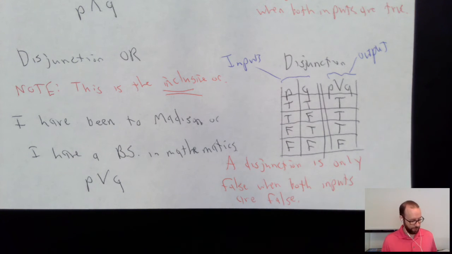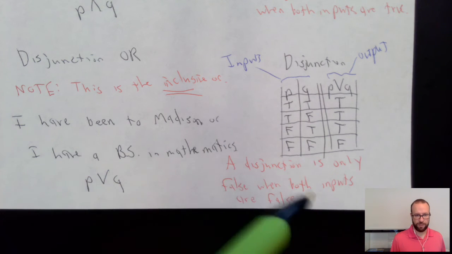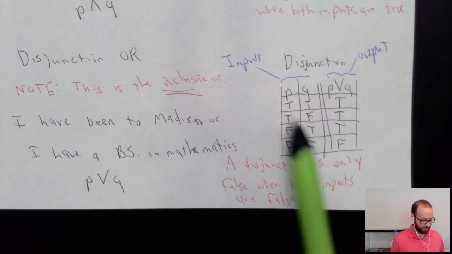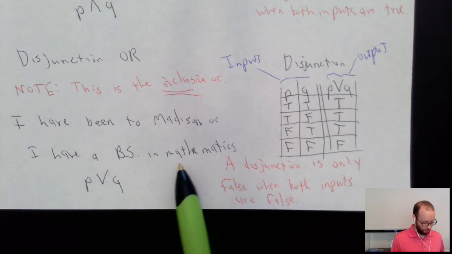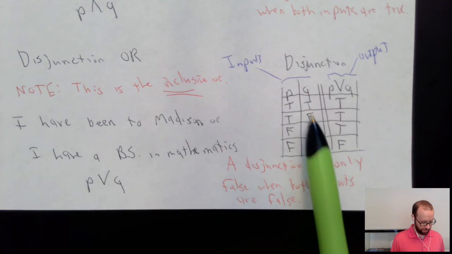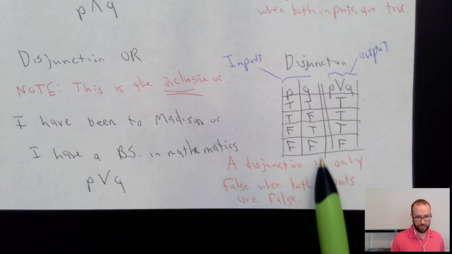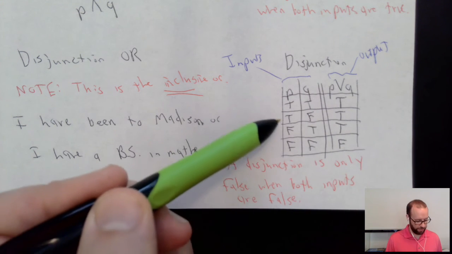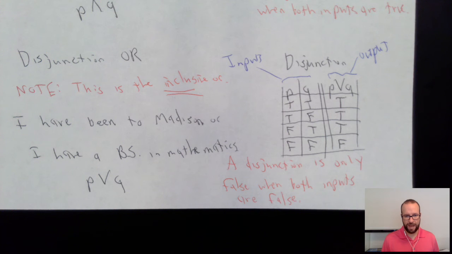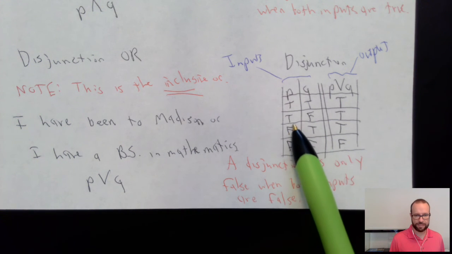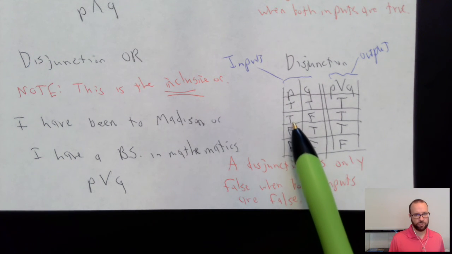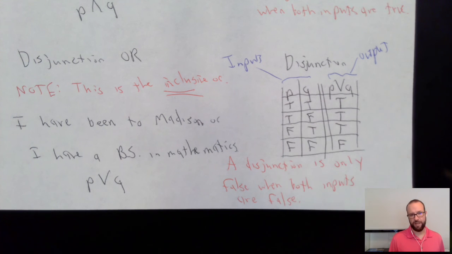I also fall into one of these 4 categories, right? Either I've been to Madison, should be a true, or I have a BS in mathematics, should be a true, or I haven't been to Madison, should be a false, or I don't have a BS in mathematics, it'd be a false. So I'm in one of these 4 rows, and in fact, I happen to be in this second row. It is true that I've been to Madison, but false that I have a BS in mathematics. I actually have a BA in mathematics, which is a Bachelor of Arts degree instead.